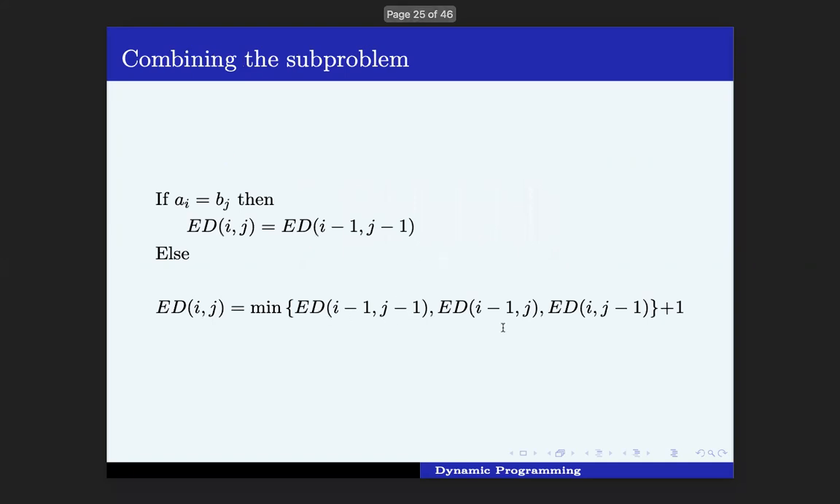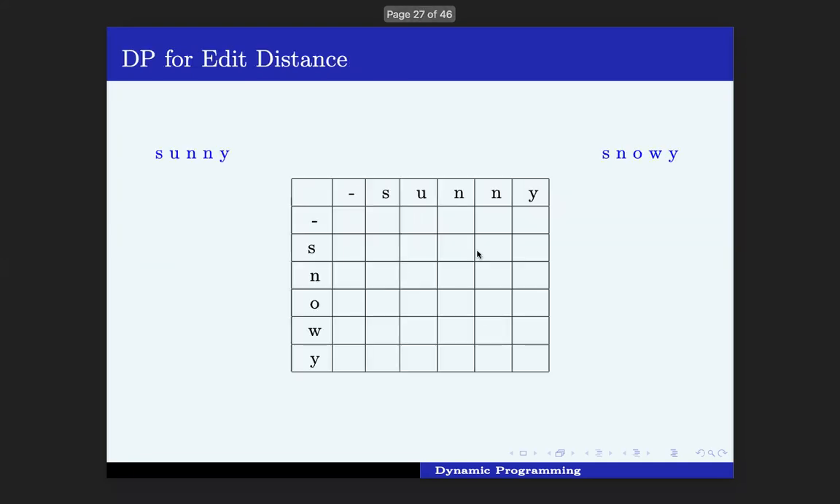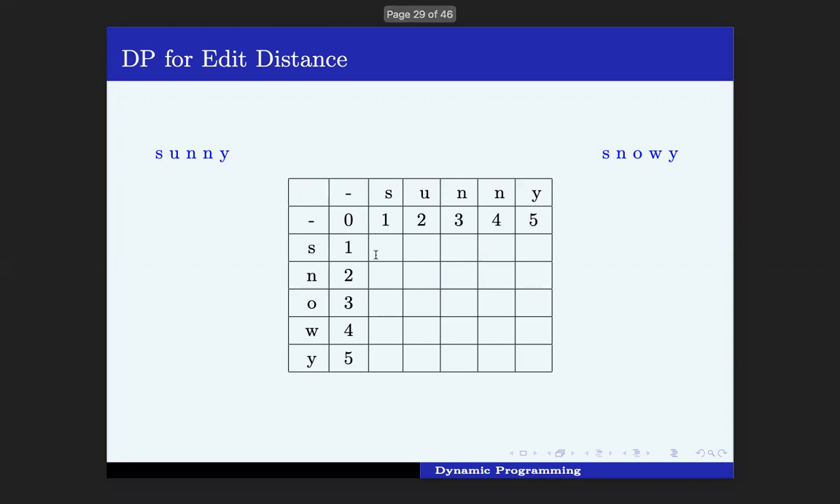So it will be 0. Then this will be the minimum. This will be the minimum of all of these things added plus 1, right? So it will be 1. It will be 2, 3, 4. Now this one will be 1. So this will be 2. Okay, this will be 1. It will be 0, so it will be 1.